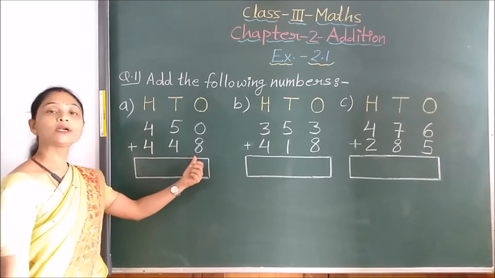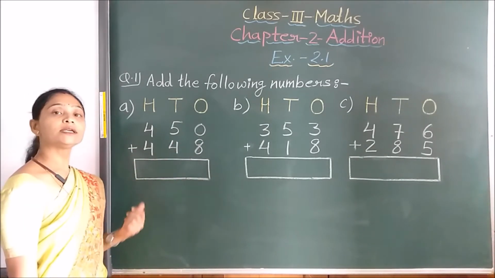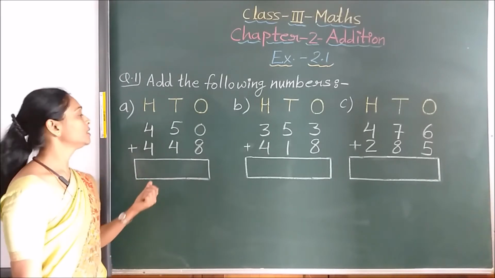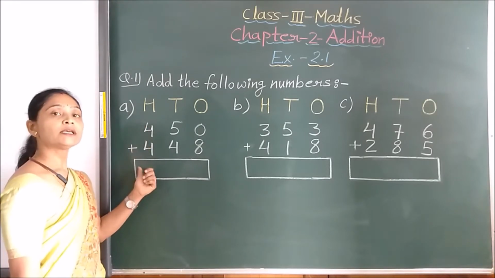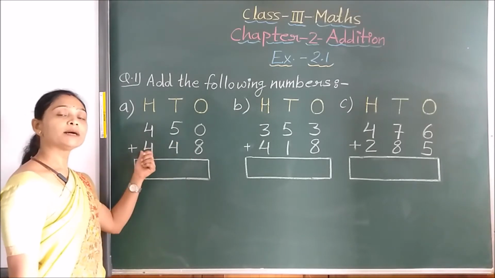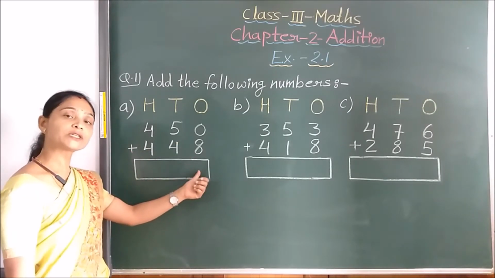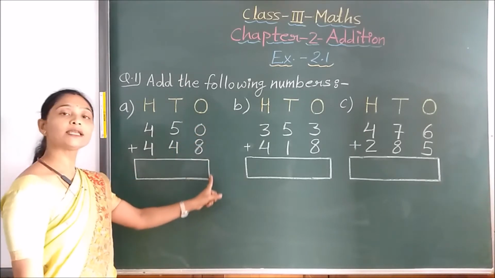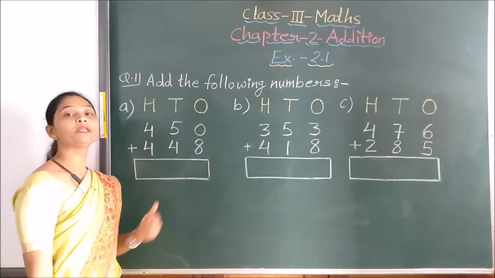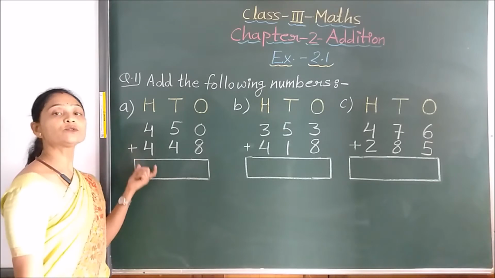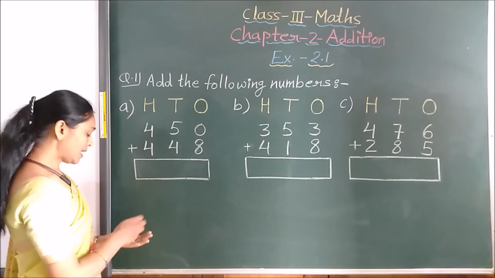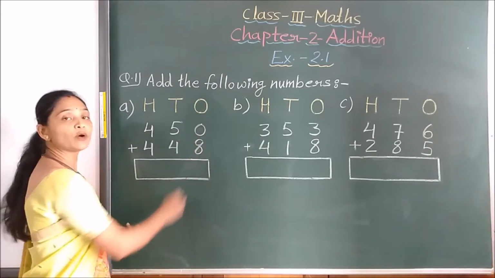450 and 448. See children, you already learned the addition of 2-digit numbers and 1-digit numbers in class 1 and class 2. So here we are having these 3-digit numbers. The same way we are going to add here also, but we have to remember some instructions. Always we have to arrange the numbers from the ones place, and we have to start the addition also from the ones place. So remember these two things when you are arranging numbers in columns like this.